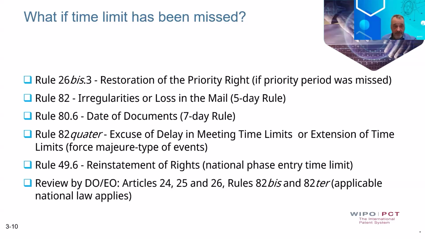by electronic means. 82 quarter is a general rule that unfortunately only applies to time limits within the PCT. So it excludes the priority period, and unfortunately it also expressly excludes the time limit to enter national phase, but otherwise applies to all other time limits within the PCT. So correction of priority claims, response to invitation to correct formal defects, furnishing of a priority document. All of these things regulated in the PCT could be subject to 82 quarter.